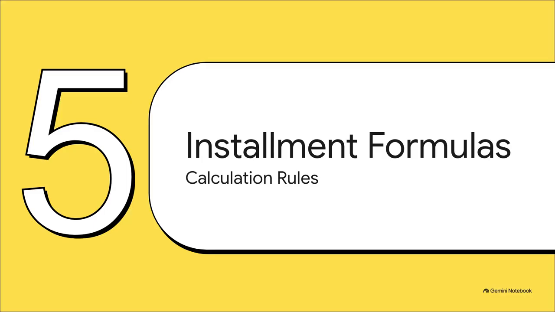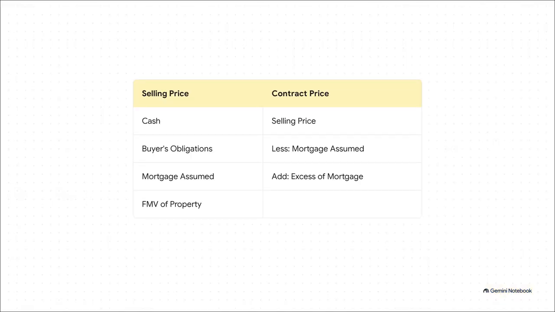All right, Section 5, installment calculation formulas. Let's demystify the math here. Look closely at how these 2 formulas interact with each other. The selling price is basically everything the buyer's throwing at the seller: cash, notes, and assumed mortgages. But the contract price is what the seller is actually going to collect in equity. You just take the selling price and subtract the assumed mortgage. The only exception you need to watch out for is if that assumed mortgage is greater than the property's cost. If it is, that excess amount gets added right back in.